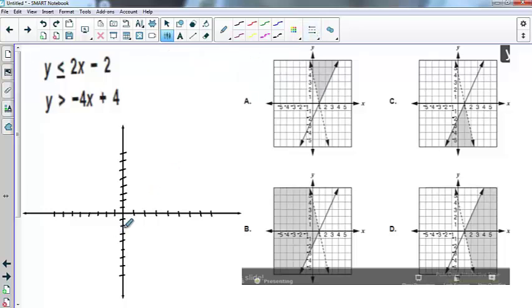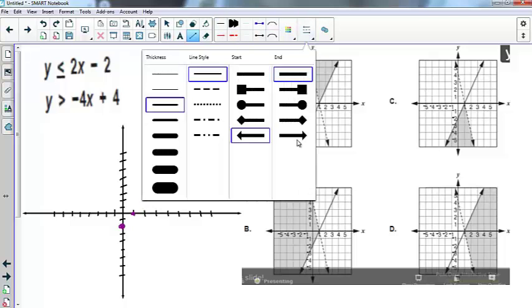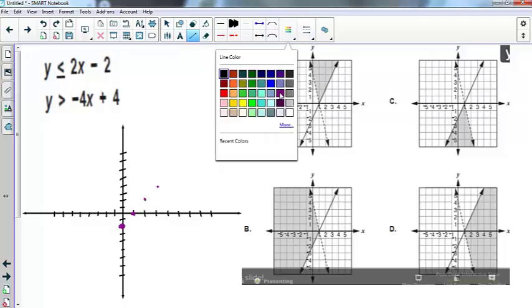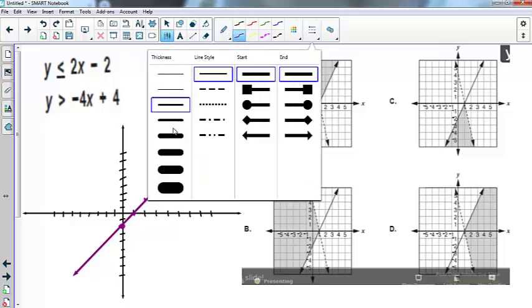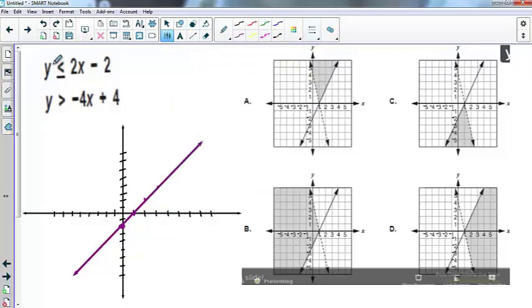When I graph this, negative 2 is right here. And from there, where would I go? Up 2, right 1. Up 2, right 1. Okay, that's not great, but you get the idea. That would be solid. We already said that. So it looks about like this. And where would I shade? Below it, because it's less than, right? So I'm going to shade all of this.